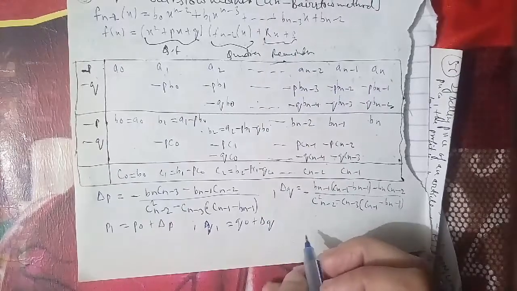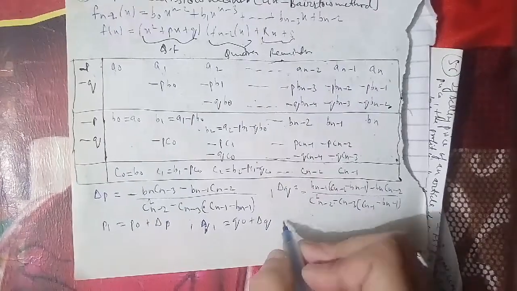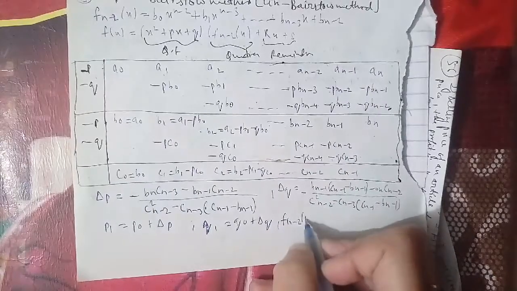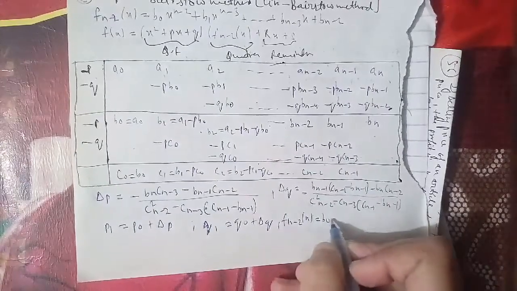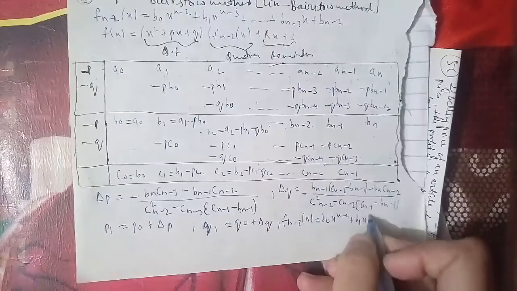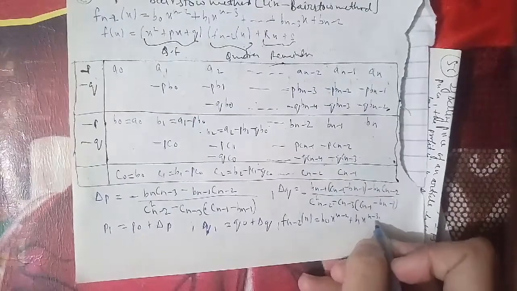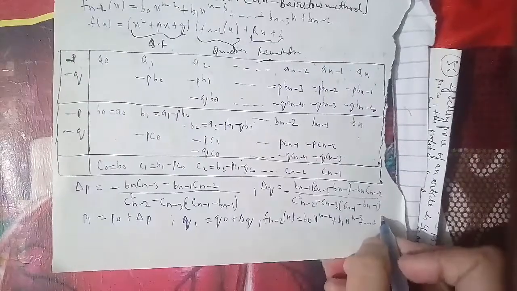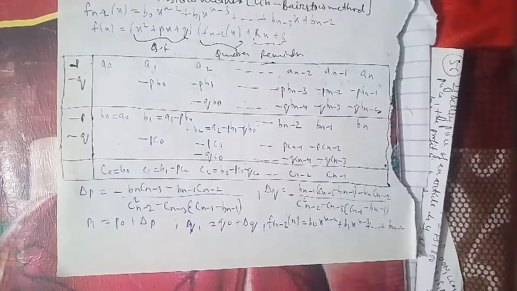So the deflated polynomial is to be given in the form fn minus 2 of x equals B0 x to the n minus 2 plus B1 x to the n minus 3 plus and so on up to Bn minus 2. So the next quadratic factor is to be obtained from this deflated polynomial as well. Now we go ahead for the next.